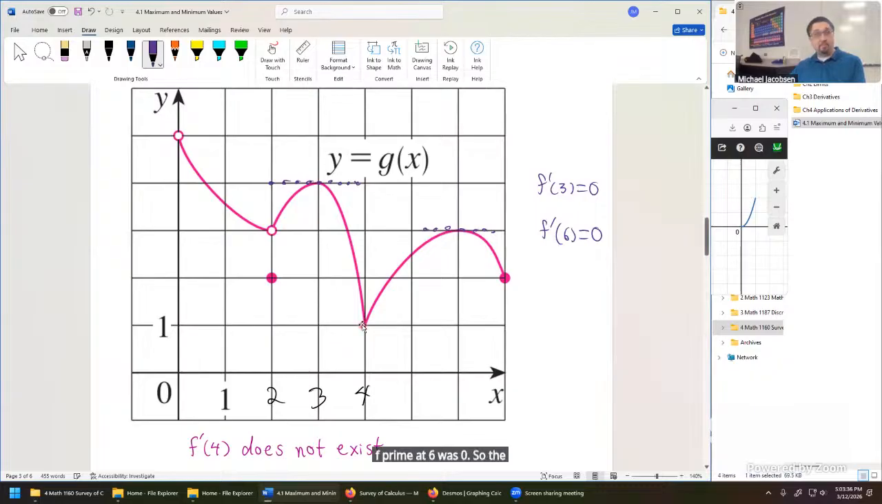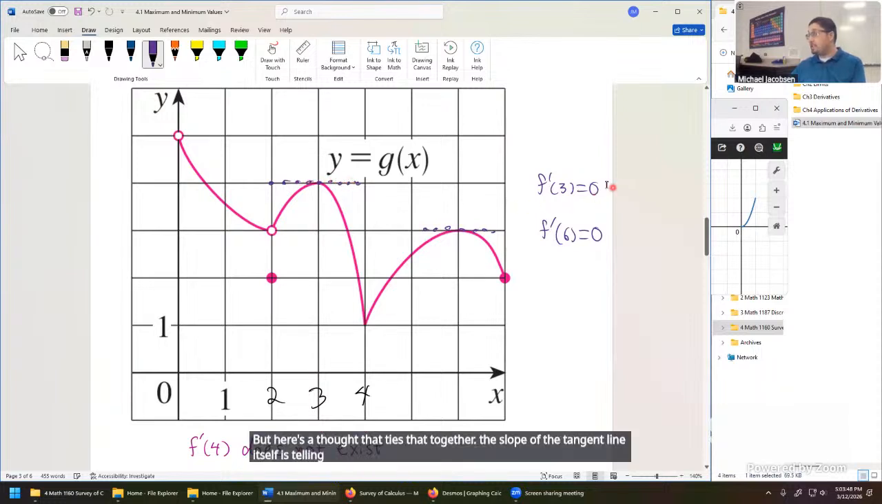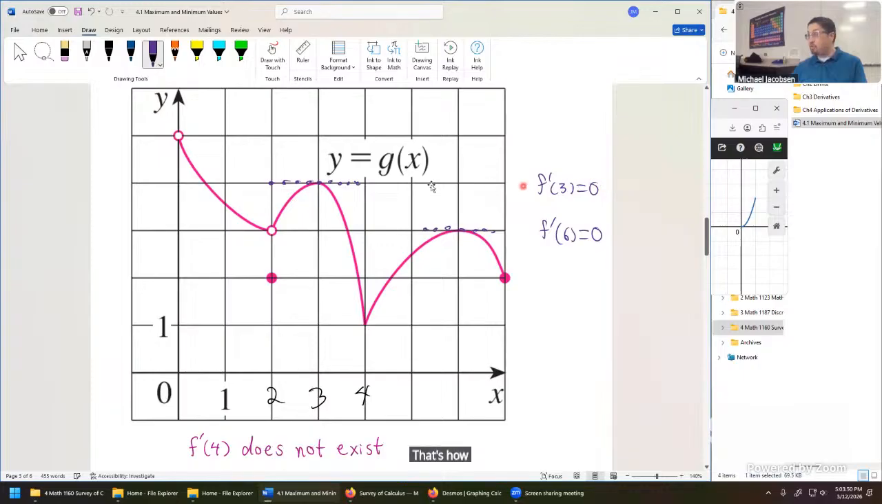So the question now becomes, why can't we put a derivative value here at 4? But here's a thought that ties that together. The slope of the tangent line itself is telling you what the derivative is. That's how we knew the derivative is 0 right at 3. The tangent line is perfectly horizontal. So the slope is 0, and it gave us an immediate value.